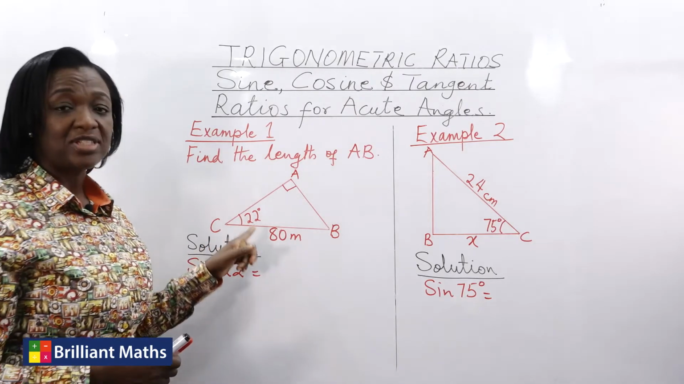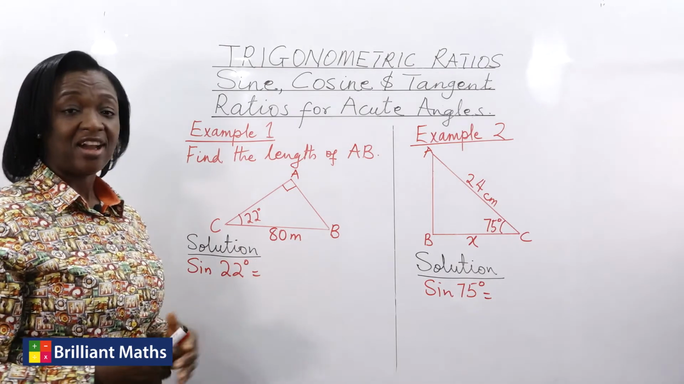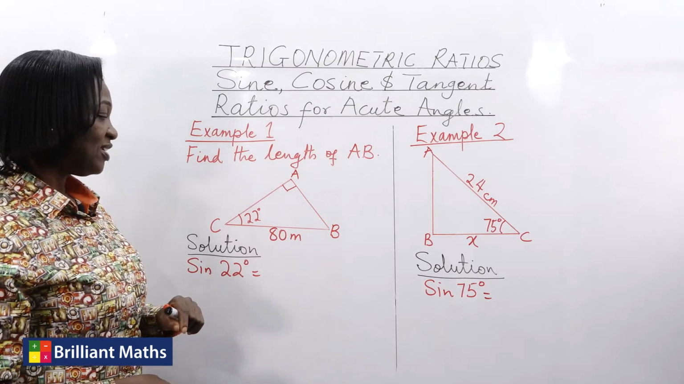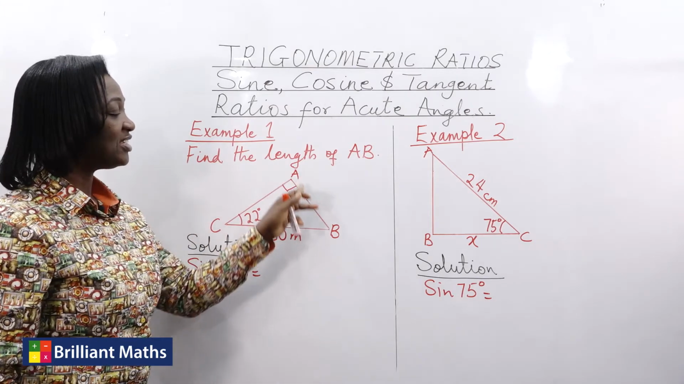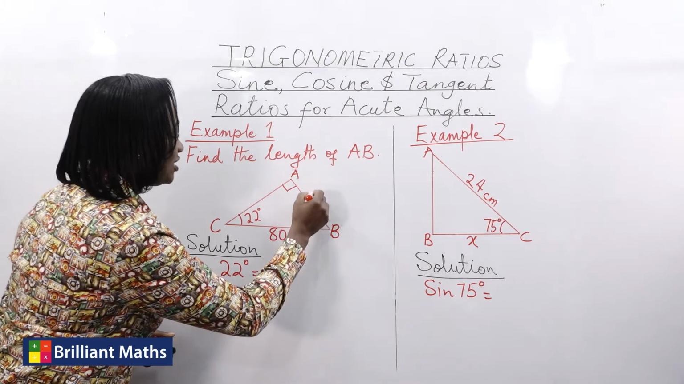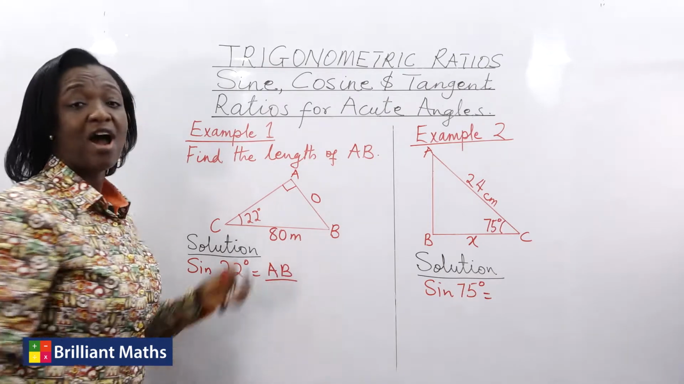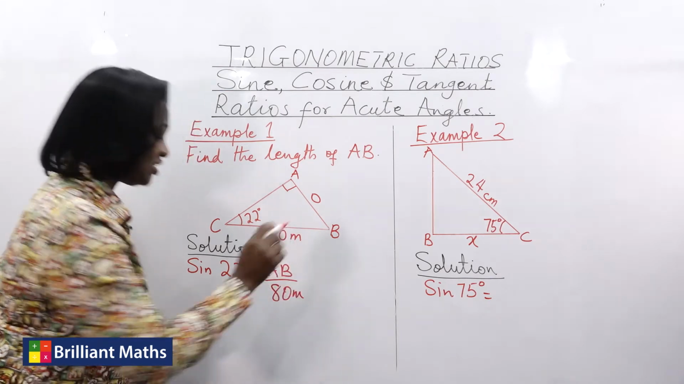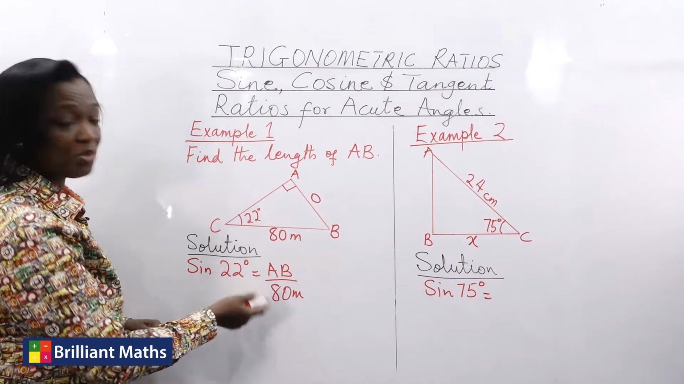Angle C is 22 degrees. The sine of angle C, like we learned earlier, is equal to the opposite line over the hypotenuse. So where is the opposite line here? Opposite to angle C is AB, and that's the length we are finding. So we have AB over the hypotenuse, and the hypotenuse is 80 meters. To find the length of AB, we simply cross multiply.